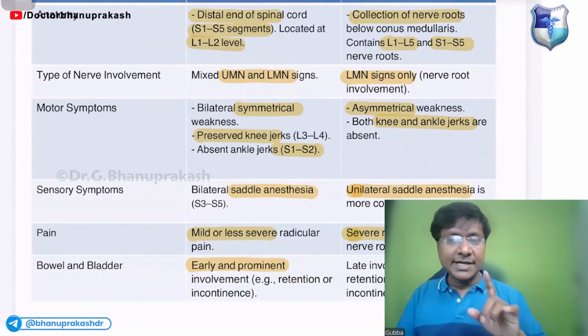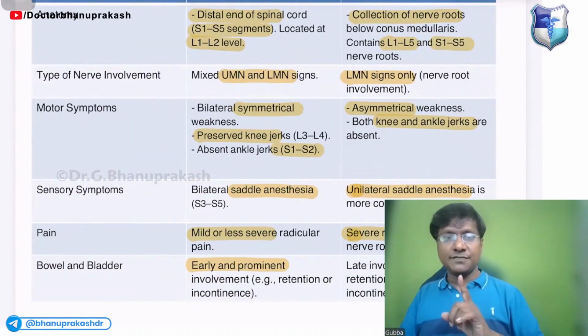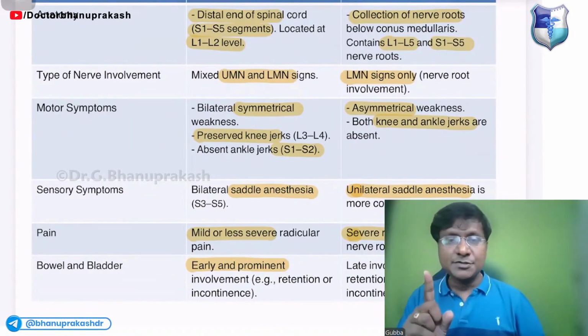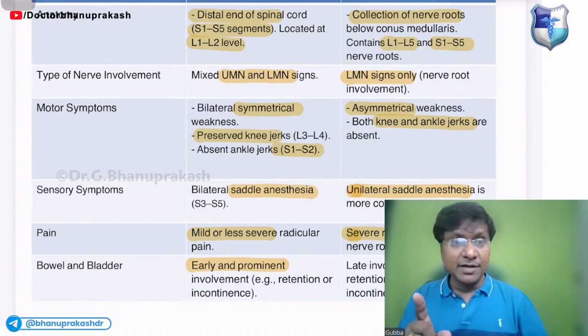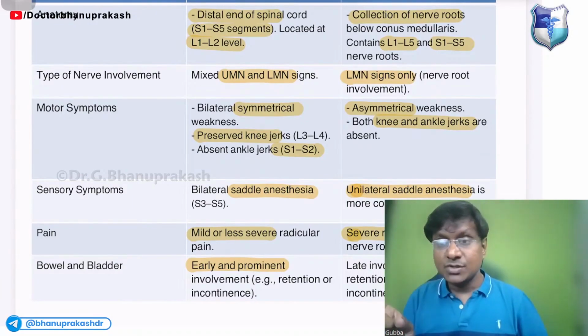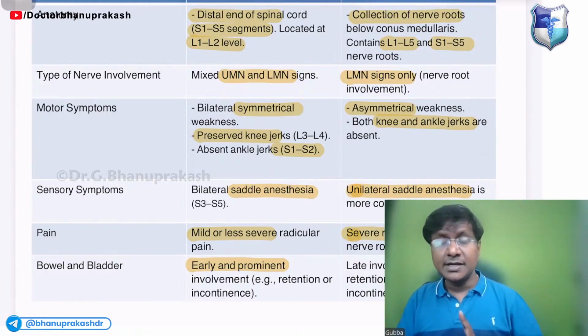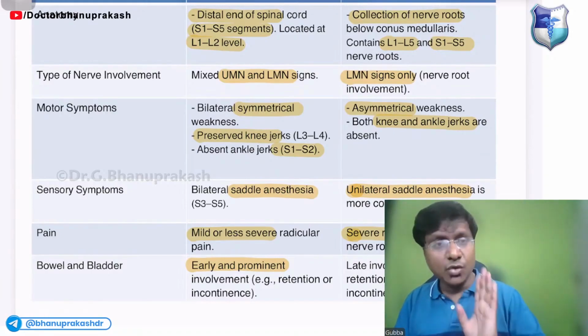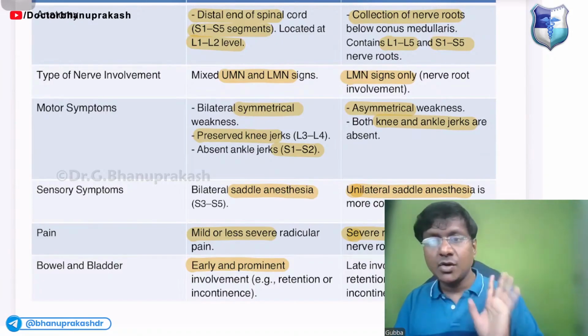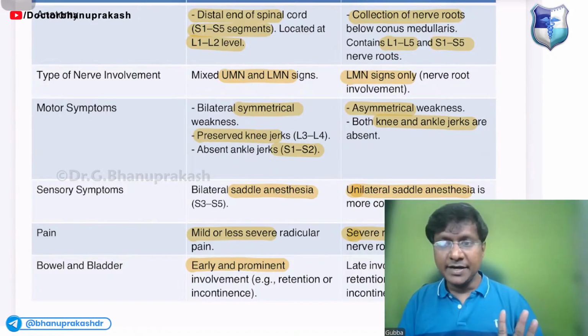So in the clinical scenario, how will you be able to differentiate both of these? Symmetry. Conus medullaris, symmetrical. Cauda equina, asymmetrical. Sorry, in conus medullaris, only ankle jerk is lost, knee jerk preserved. Whereas Cauda equina, both knee and ankle jerks are lost. Radicular pain, Cauda equina. Saddle anesthesia, conus medullaris, right? And early bladder involvement, conus. Late bladder involvement, Cauda equina, right?